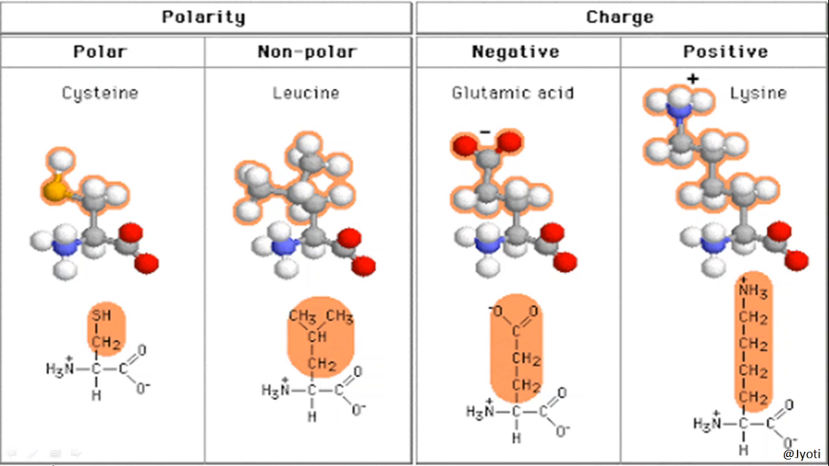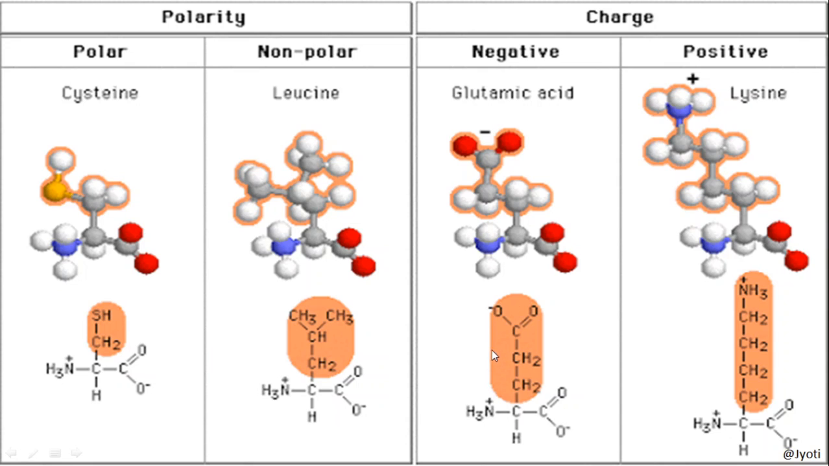So now here you can see the polar and non-polar amino acids. Here I have given some examples. Cysteine is one example of a polar amino acid, where you can see that this is the R and this shows polarity. But leucine is non-polar because the R, the variant group, is non-polar. Similarly, depending upon charge, negatively charged amino acids are the acidic amino acids and positively charged amino acids are the basic amino acids.